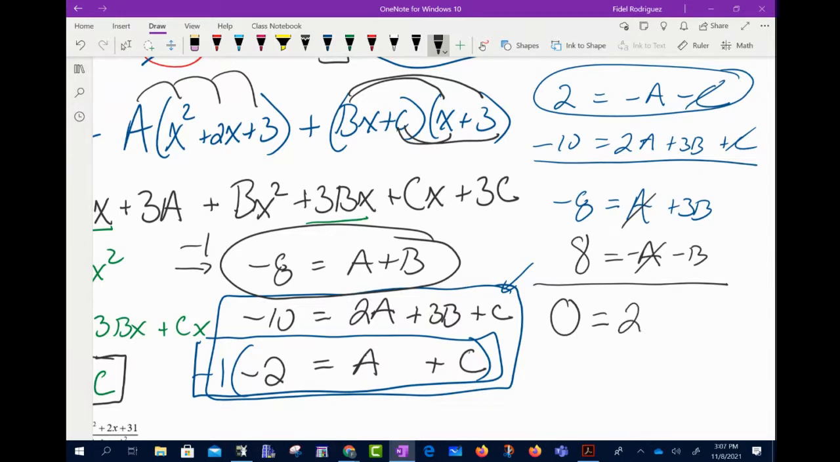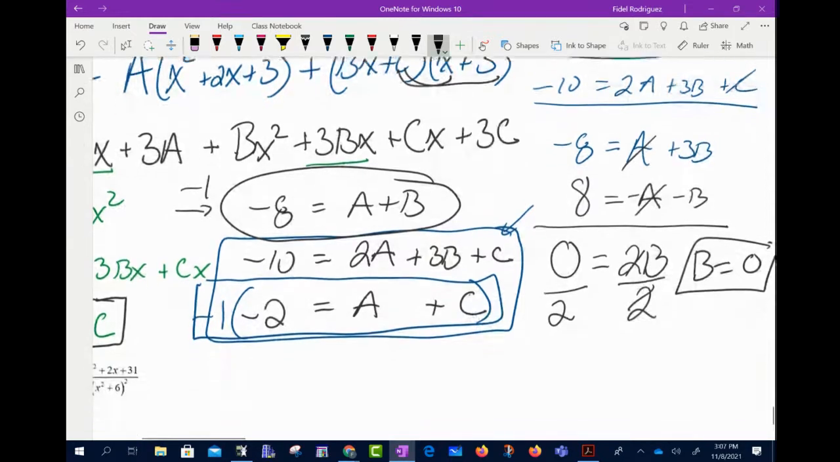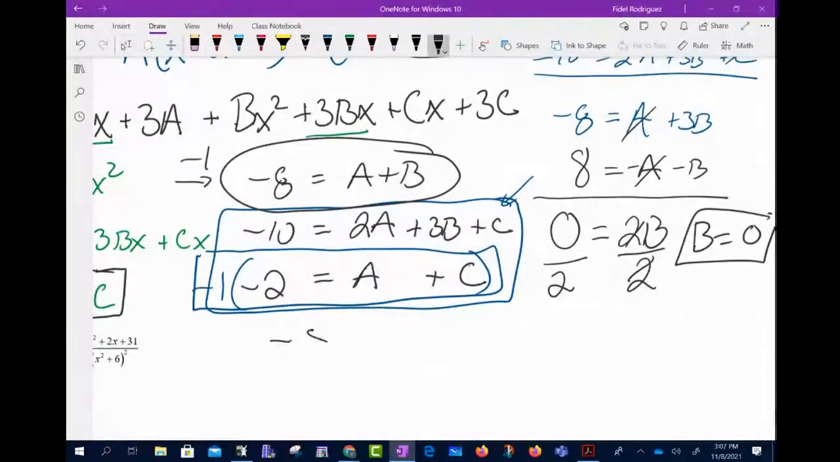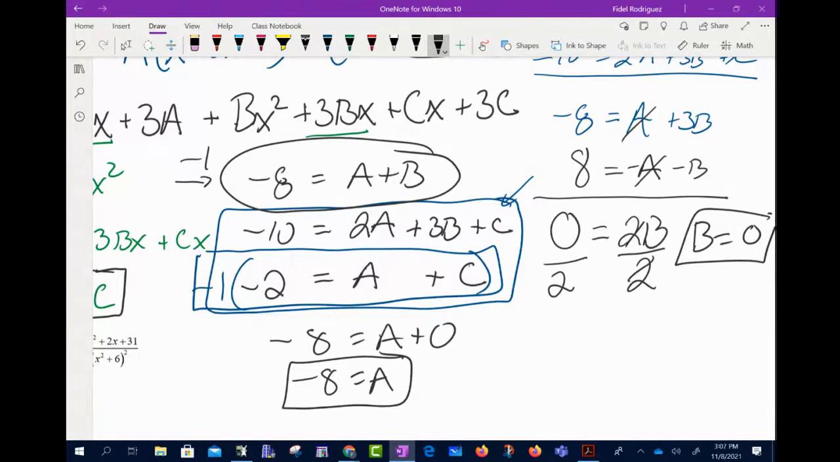3b minus b is a 2b. So if we divide both sides by 2, what did we just find out b is equal to? B is equal to 0. Well, hey, look, if we know b is equal to 0, can we use that in the top equation to solve for a? Okay, so if b equals 0, then -8 equals a plus 0, which tells me that -8 is equal to a. So look, we know that a is equal to -8.